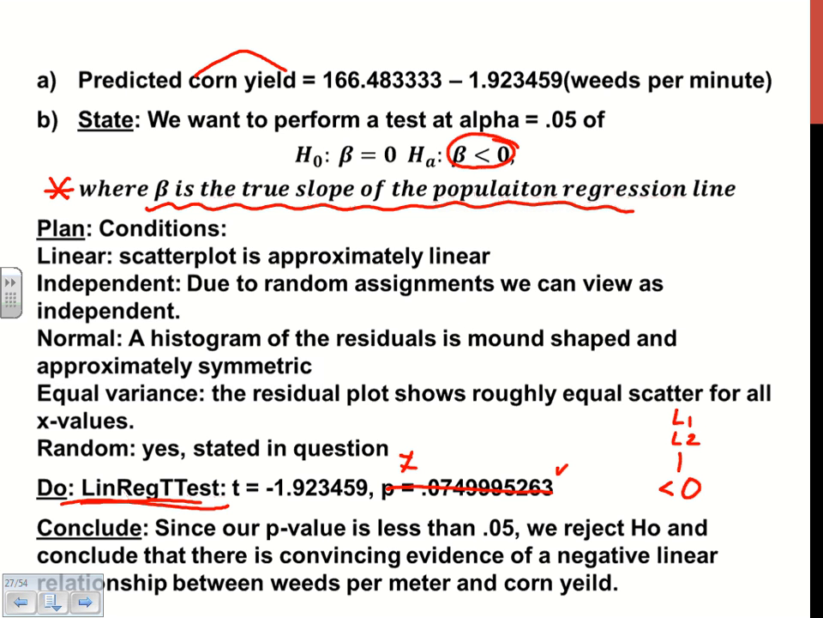But if I just choose beta to be less than 0 and hit calculate, our p-value is half of that amount, which is 0.037499. Now 0.037 is less than 0.05. Okay, that's what I thought, but I wanted to double check. So we can reject the null and conclude that there is convincing evidence of a negative linear relationship between weeds per meter and corn yield.